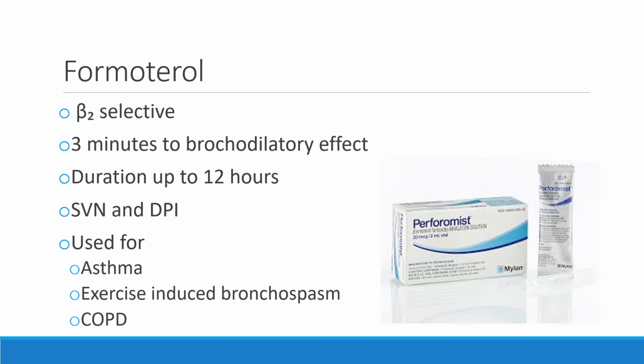Formoterol, this one is beta-2 selective as well. 3 minutes to bronchodilation effect, so it's pretty quick, and it can last to half a day. It's a 12-hour medicine, and you can do this in a small volume neb as well, besides doing a dry powder inhaler. It's used for asthma, exercise-induced bronchospasm, or COPD. It's FDA approved for maintenance of asthma and exercise-induced bronchospasm in children as well. So this is one of those cool things that you might see out there that might help these kids long term.